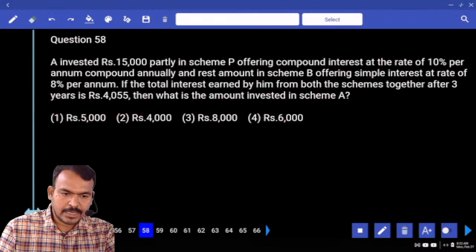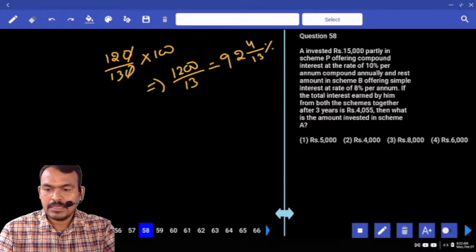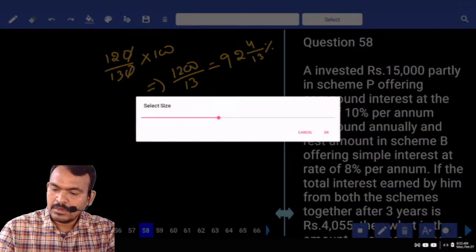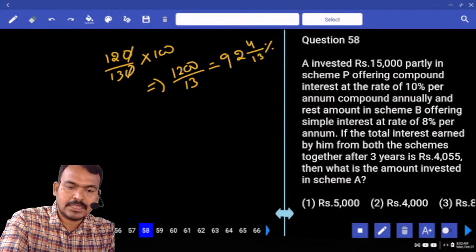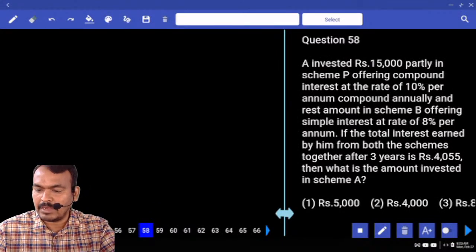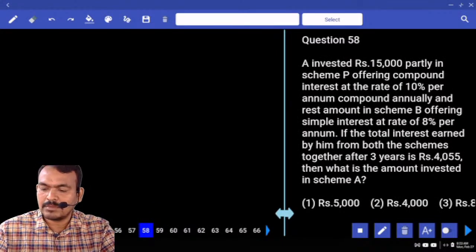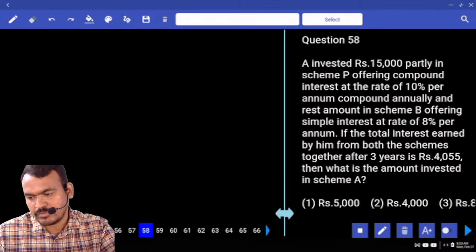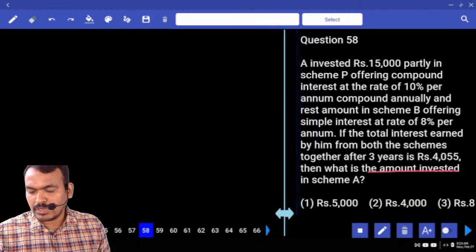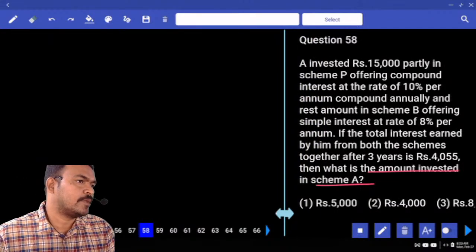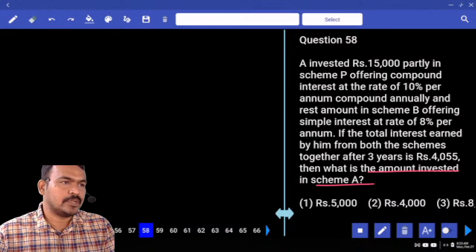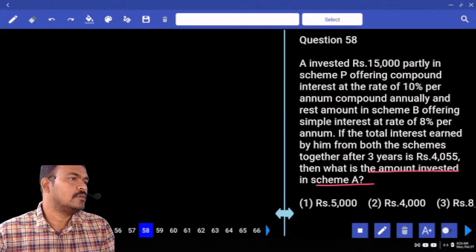Next question number 58. A invested 15,000 partly in scheme A, offering compound interest at the rate of 10% per annum compounded annually, and the rest amount in scheme B offering simple interest at the rate of 8% per annum. If the total interest earned by him from both the schemes together after 3 years is 4055, what is the amount invested in scheme A? Nothing but required principal of scheme A. Then use the reverse method. In reverse method, if you required principal of first one, then use the data of second one.